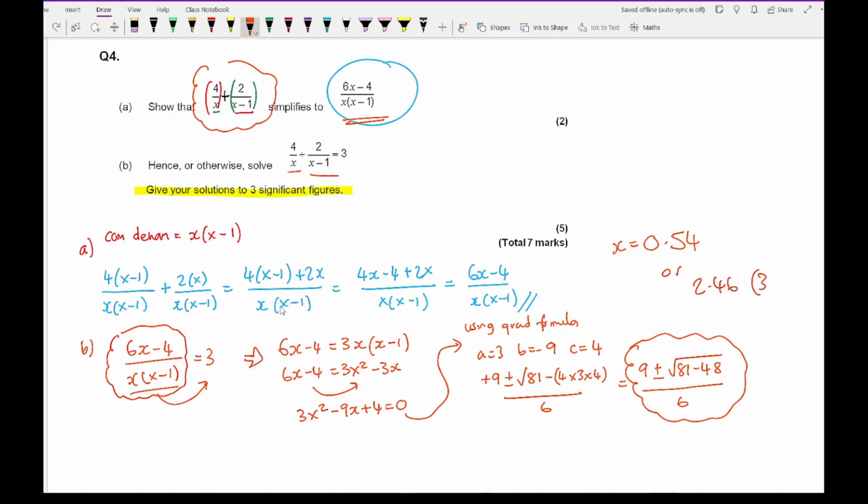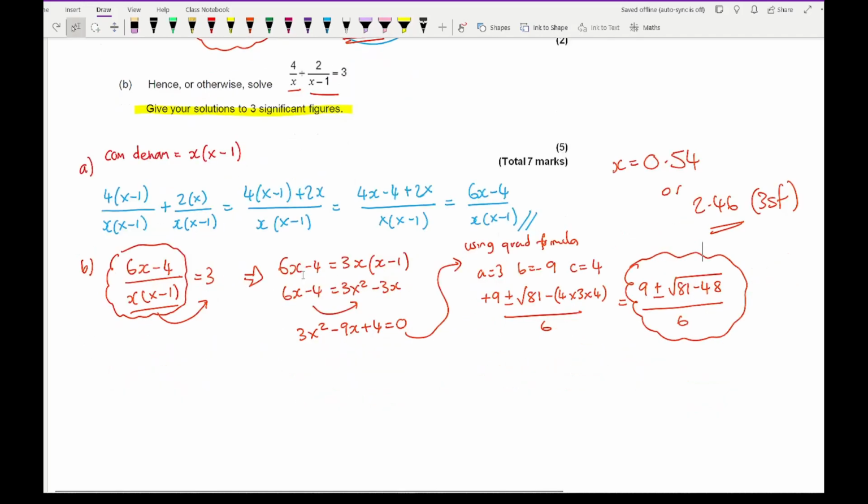And they're both to 3 significant figures. And there's my final answer for that one.